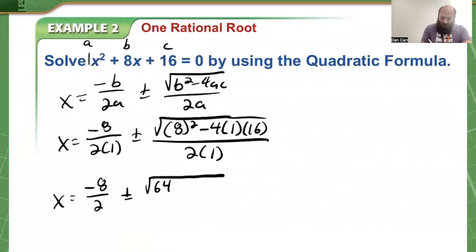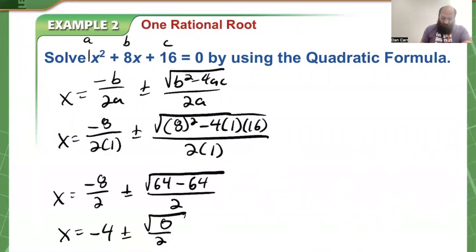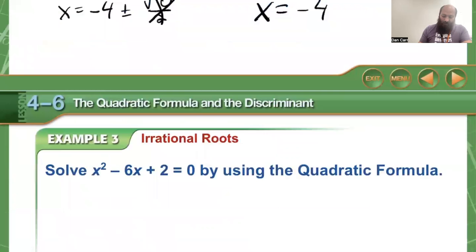So 8 squared is going to give me 64. Negative 4 times 1 times 16 is going to give me a negative 64, all over 2. Negative 8 divided by 2 is going to give me a negative 4 here. Then I'm going to have the square root of 0 over 2, which is actually just going to go away. I get one rational solution, which is x equals negative 4. And that's it. That's one nice thing when it's equal to 0 inside, it makes it pretty quick and easy.